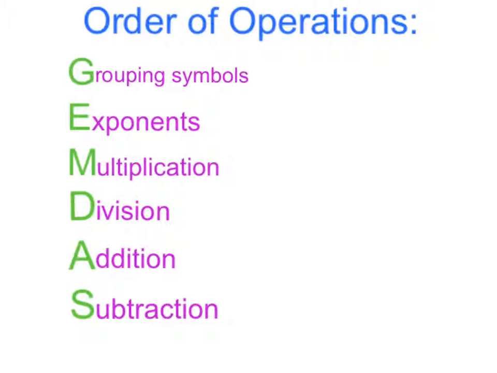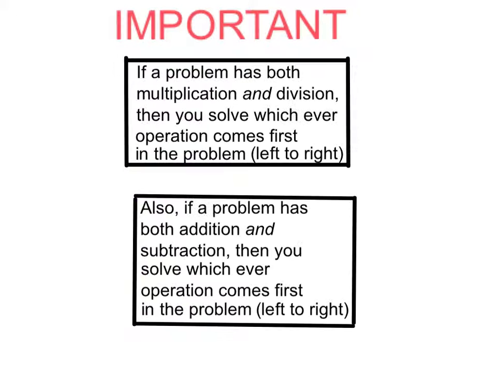The next thing that you want to solve after grouping symbols is exponents. Then after you solve the exponents, you'll solve multiplication or division, and then after you solve the multiplication and division in the problem, then you'll solve the addition and subtraction.